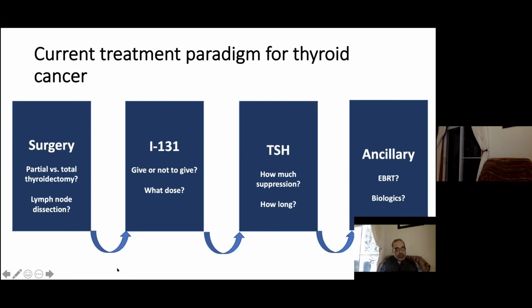Then radioactive iodine therapy. When I first started looking at thyroid cancer patients 20-odd years ago, we were using radioactive iodine left, right, and center. Fortunately, we are not using it as frequently. But the question is, who are the patients where radioactive iodine therapy can be used? And then if we do decide to use it, what dose? And then finally, there is TSH suppression through thyroxine. And again, there's controversy: how long, how much?